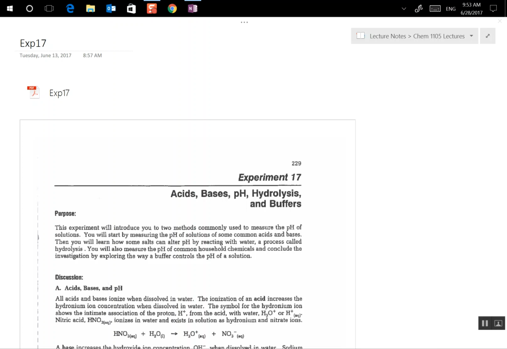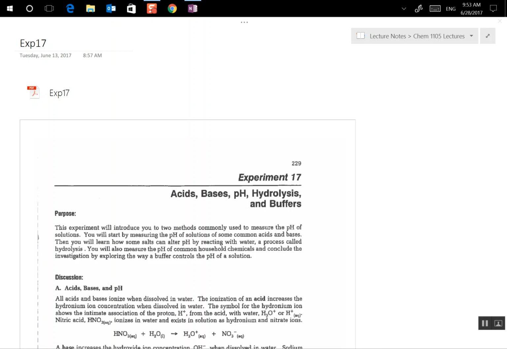So not only are we going to investigate acids and bases in experiment 17, but we're also going to investigate buffers. We've talked about what is an acid and what is a base. An acid is something that has hydrogens to donate. That's actually the definition of an acid: it's a substance that donates a hydrogen ion. And the definition of a base is something that accepts a hydrogen ion.